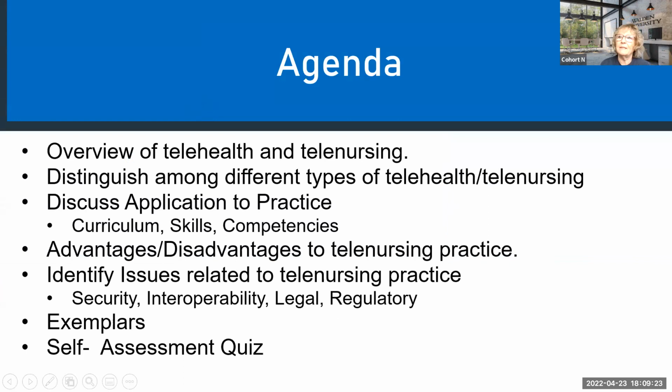The agenda is giving you the different definitions, distinguishing between the different types of telehealth and telenursing, and discussing the application to practice. I'm going to review some of the research that's been done for curriculum development, looking at the tasks, skills, and competencies that we teach in programs.